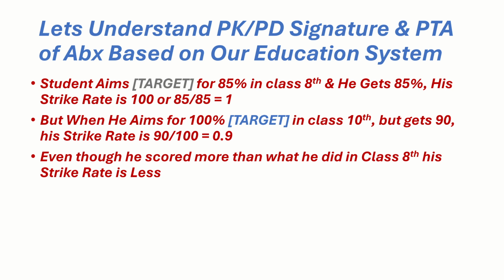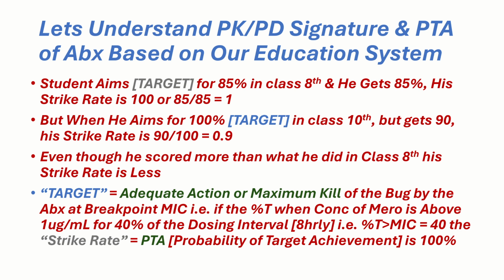At the same time, when he aims for 100% in class 10th, that means a higher class because of the boards and he needs to score better, but he gets only 90%, then his strike rate is 90% or 0.9. So, despite that he has scored more than what he did in class 8, his strike rate is less. Similarly, the same concept can be extrapolated to our PKPD signatures and the probability of target attainment.